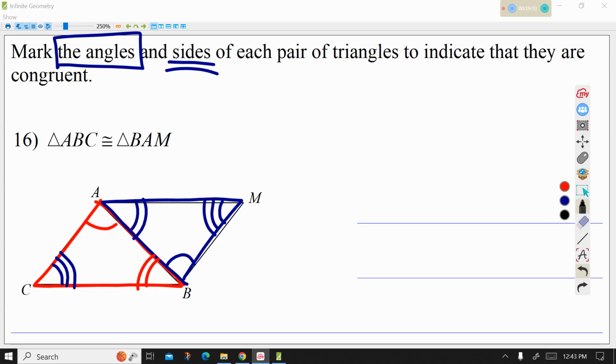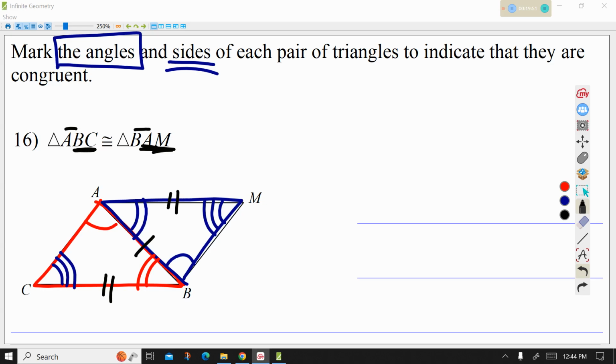Okay, well we should notice there's a common side, right? This side is in both of them. So we can mark that one right now. Okay, so notice that AB and BA are the first 2 letters. What are the last 2 letters? The last 2 letters are BC and AM. So that means that BC must be equal to AM.